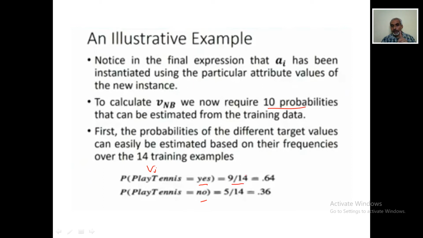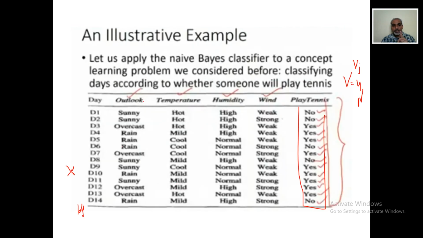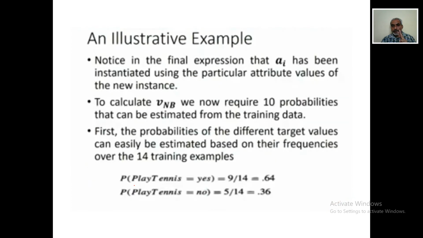How did you get 9 by 14? You look into your training examples. Totally how many training examples are there? 14 training examples are there. And first you are going to count for yes, probability of yes. You see in the last column how many yes are there. So when you count here 1, 2, 3, 4, 5, 6, 7, 8, 9. So totally 9 yes are there for 14 training examples. So probability of play tennis equal to yes is equal to 9 divided by 14, that is 0.64.